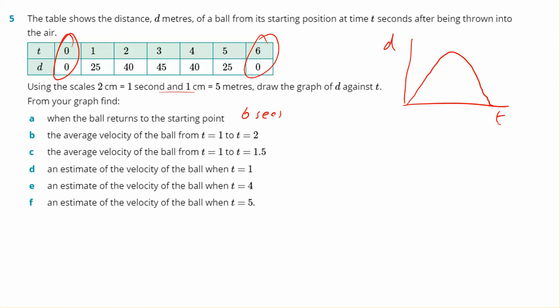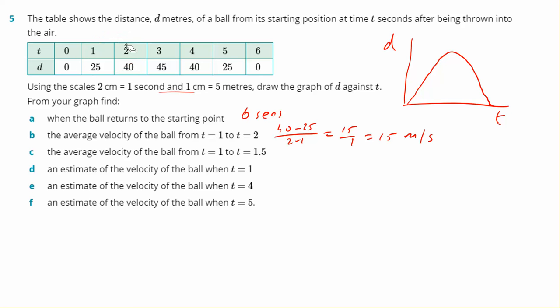Find the average velocity between t equals 1 and t equals 2. So you just try to find the average rate of change between these two. All you need to do is go y2 minus y1 over x2 minus x1. Velocity is distance over time. So 2 minus 1, that's 15 over 1, which is 15 meters per second. Okay. Find the average velocity between 1 and 1.5.